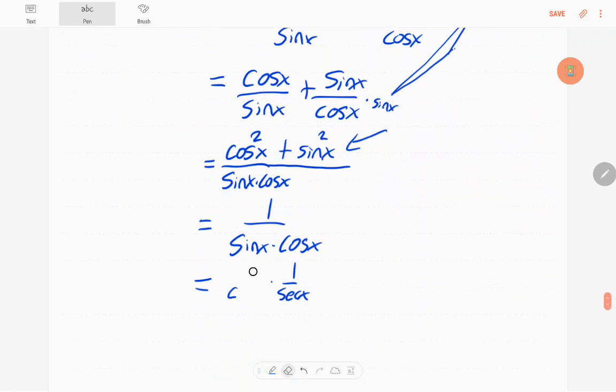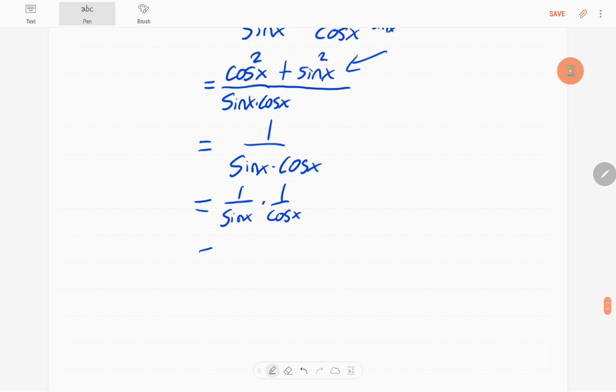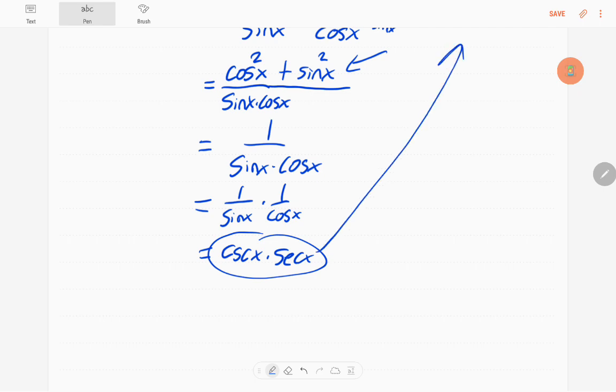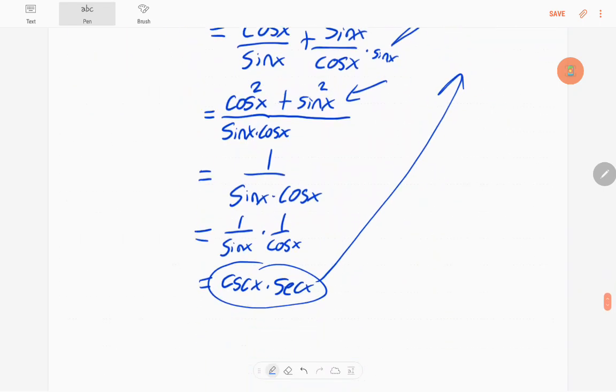Actually, whoa, I kind of jumped ahead and messed up. It's 1 over sine of x times 1 over cosine of x. There we go. This is the same thing as saying cosecant of x times secant of x. There we go. Okay, and that matches what we had up there.